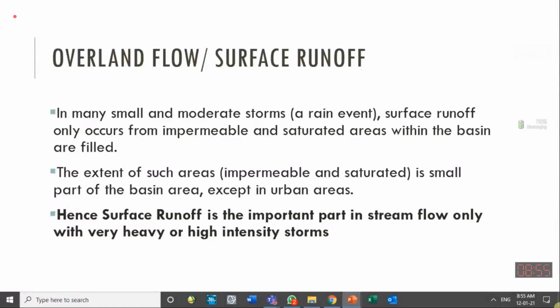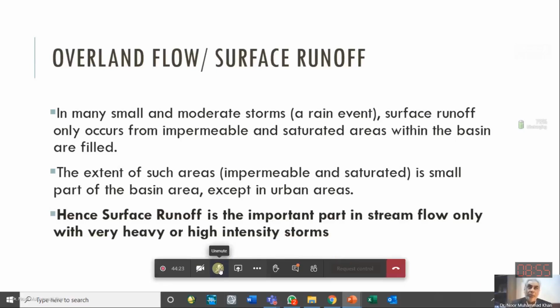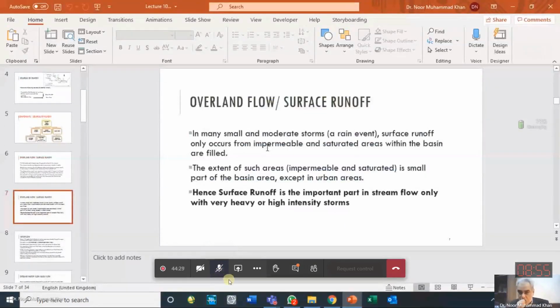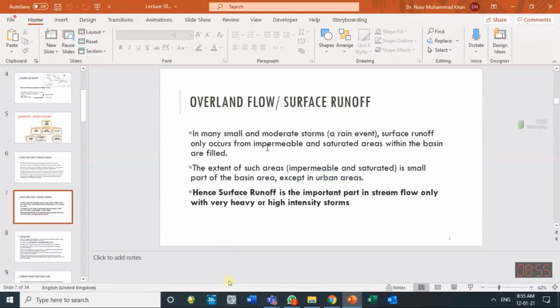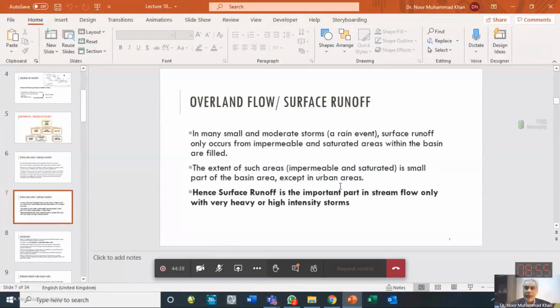So in many small and moderate storms, surface runoff only occurs from impermeable and saturated areas. Any example of an impermeable area? Do you have any example in mind? Which surface is impermeable? So in case of small rainfall, surface runoff will occur only in case of impermeable surfaces. Is there any surface which is impermeable? Sir, rock surface. Road surface, concrete surfaces, steel roofs outside. So that will be impermeable.